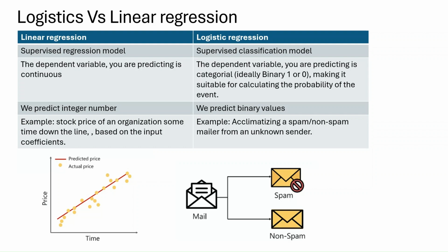With linear regression, we can predict numeric values, whereas with logistic regression, we predict binary values. An example of linear regression is the stock price of an organization sometime down the line based on the input coefficients, whereas logistic regression is classifying spam or non-spam from an unknown sender.